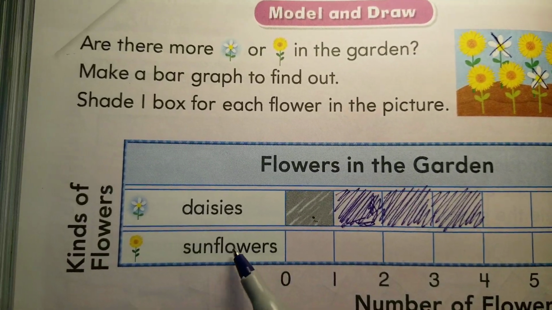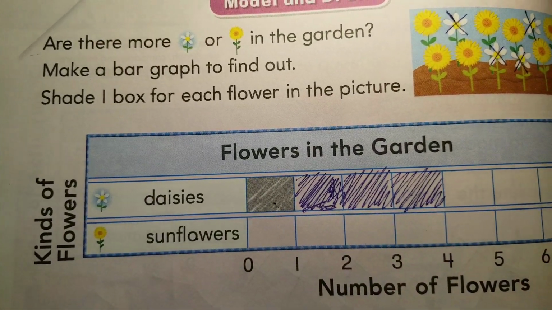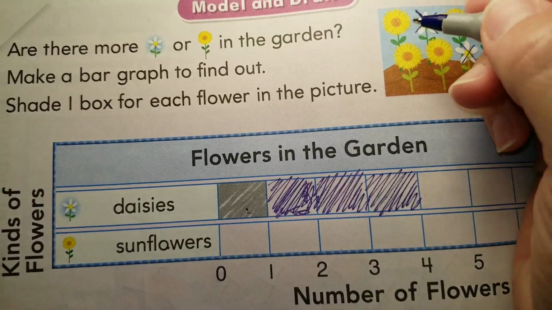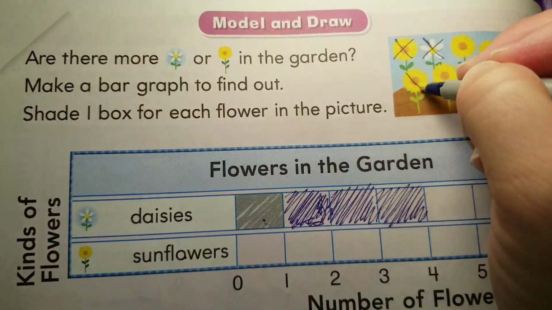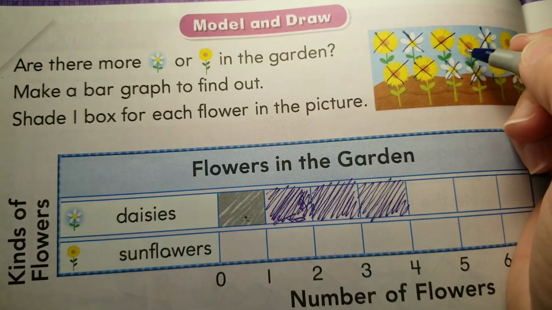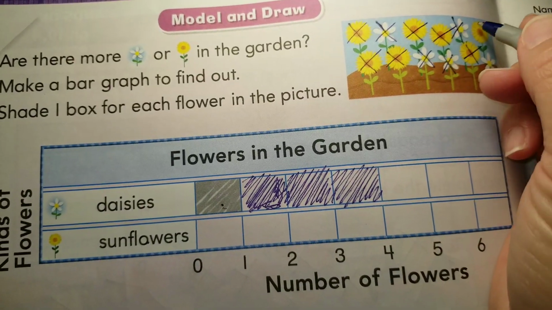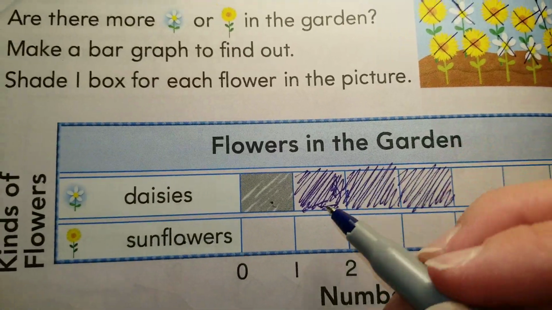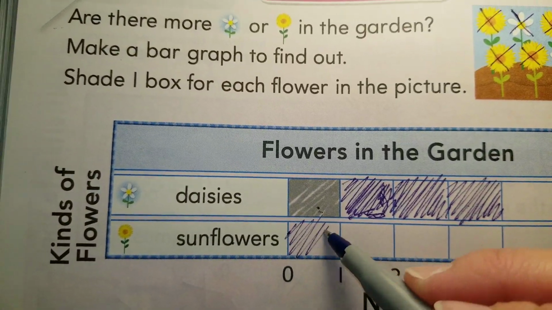Alright, now we go for the sunflowers. There's nothing shaded for the sunflowers. So let's see how many sunflowers we have. We have 1, 2, 3, 4, 5, 6, and 7. Wow, we have a lot to shade.